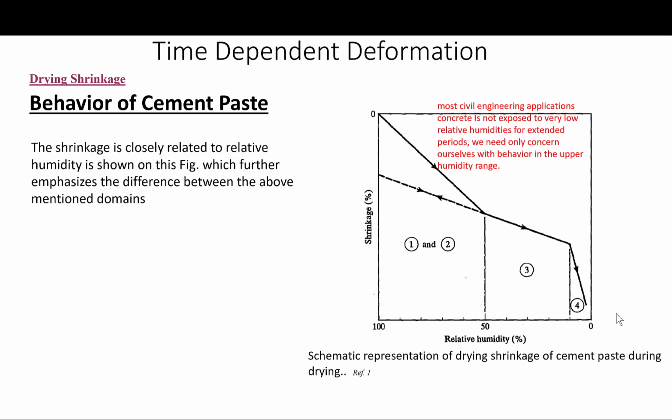The closely related plot of shrinkage versus relative humidity in this figure here emphasizes the difference between the various domains I explained on the previous slide. Since in most civil engineering applications, concrete is really not exposed to very low relative humidities for extended periods of time, we need only concern ourselves with the behavior in the upper humidity range. Generally speaking, okay? In some cases, low humidity is possible, but I'm talking in general here, okay?